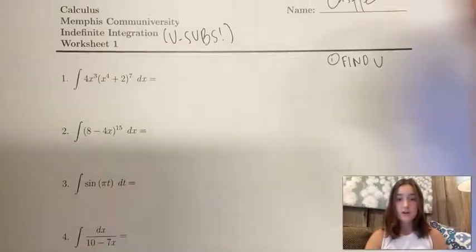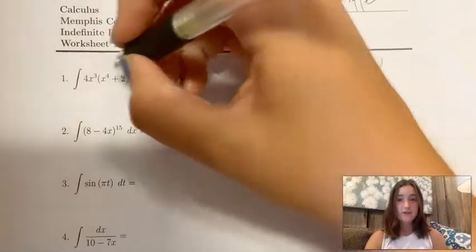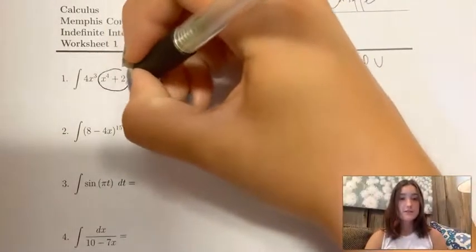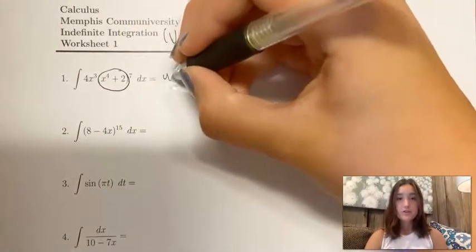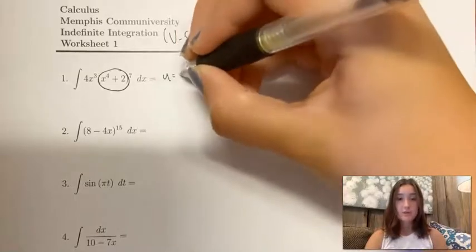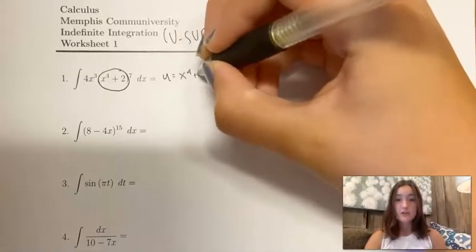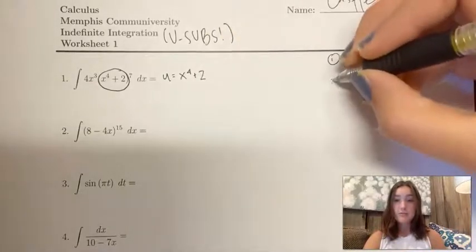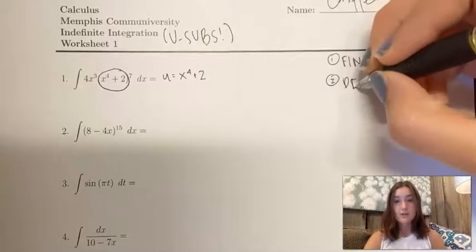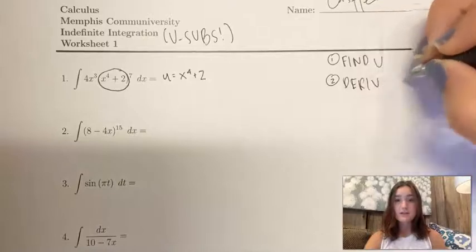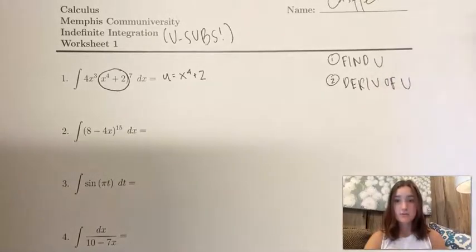So our first step is to find the u, and like I said, it's that kind of innermost function that's inside the parentheses, x to the 4 plus 2. So I'm going to write that down. Every time I do these problems, I'm going to write the first two things together and kind of keep them separate from the rest of my work so that I don't get mixed up. Because the second thing is to take the derivative of that u that we found.